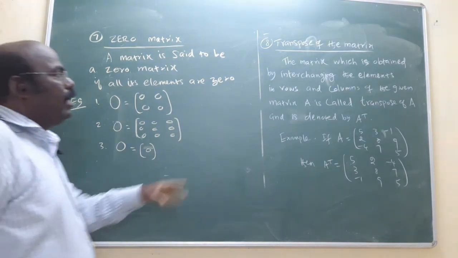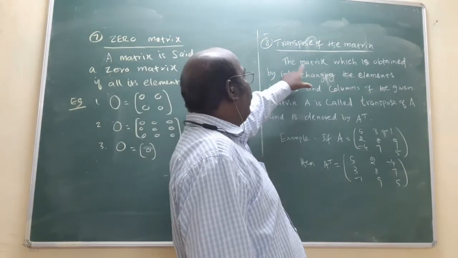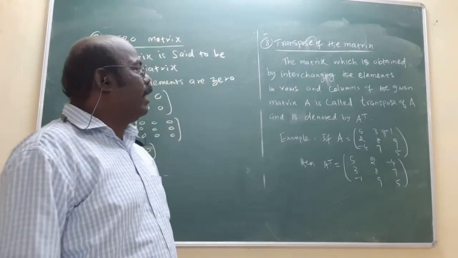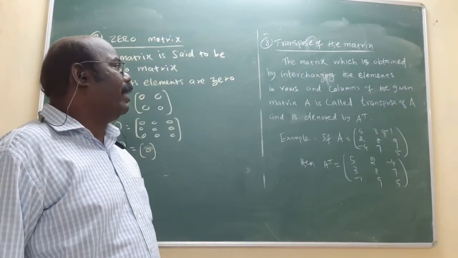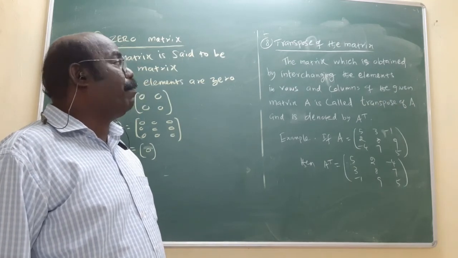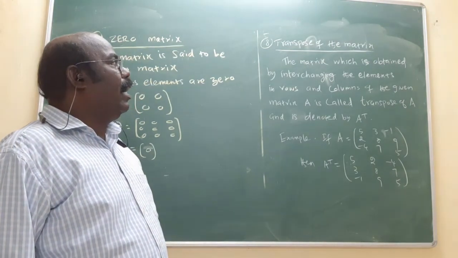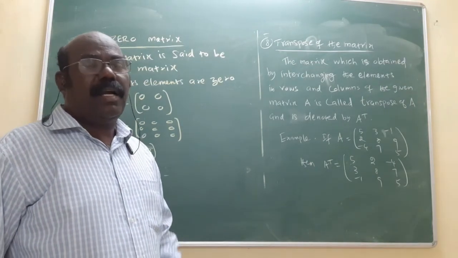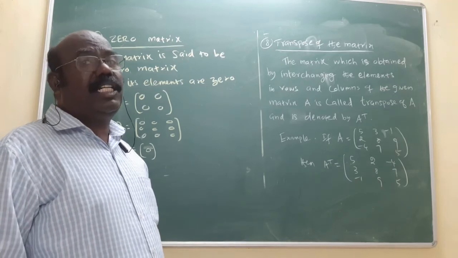Next idea: the transpose of a matrix. The transpose is obtained by interchanging the elements in the rows and columns of the given matrix. It is denoted by A power T. Interchange means the row is converted to a column and the column to a row. That is called the transpose of the matrix.